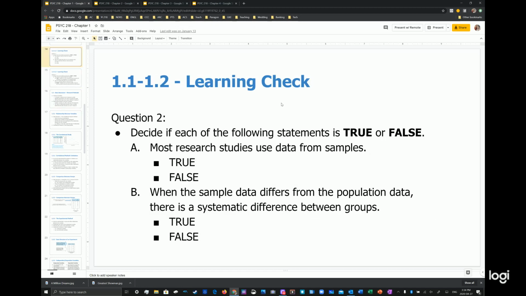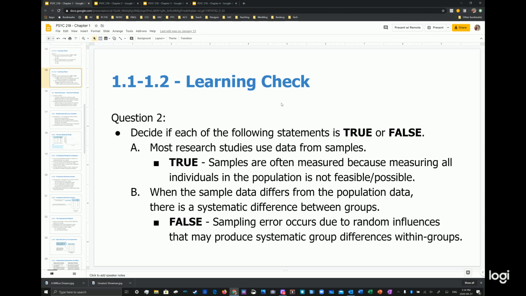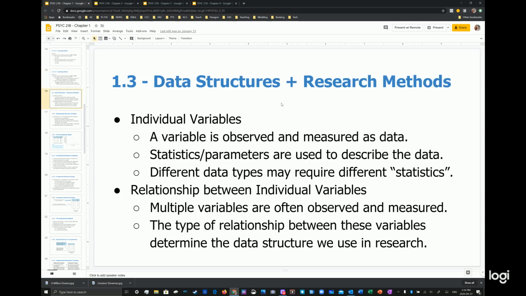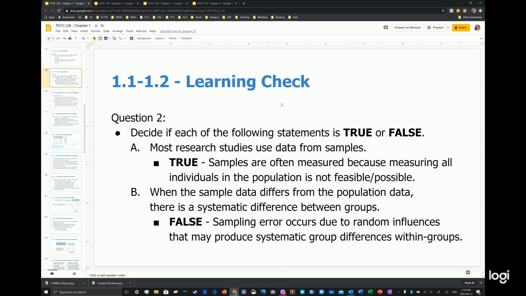And we went through some learning check questions that ask us about whether research studies use data from samples or whether we have systematic differences between groups when we just look at individual differences in sample data. So again, if you're up to this point, make sure you have reviewed your part 1 in chapter 1. And in your textbook, that would be chapters 1.1 and 1.2.